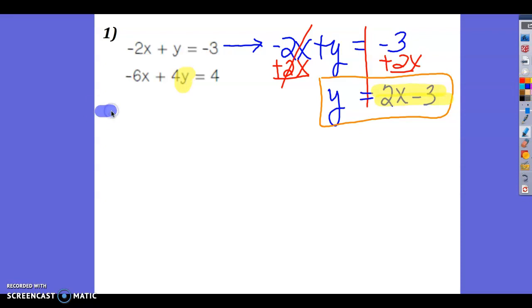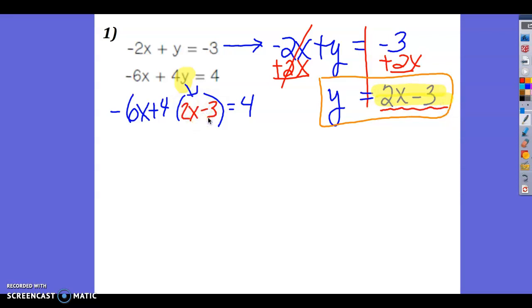So I start off, let me go back to my pen tool. I have this negative 6x plus 4, and now I'm going to leave a big parentheses where the y is, because what I'm going to do is take y out and replace it with this 2x minus 3. So that's our substitution part. Now we're down to a multi-step equation that we need to solve.